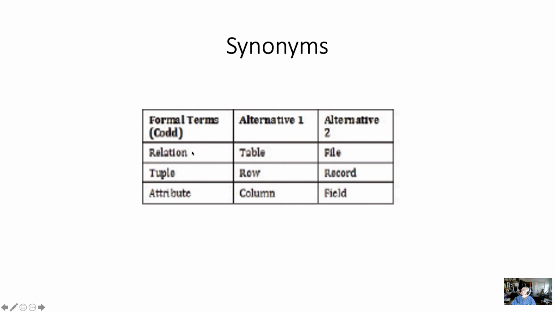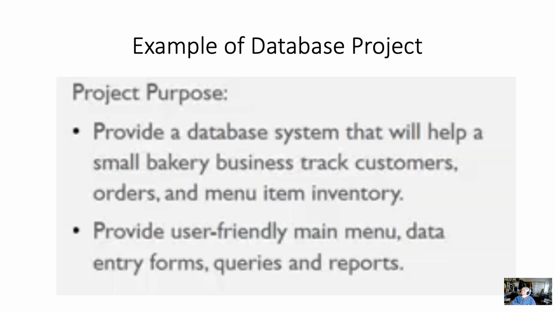we talk about relations, tables or files, tuples, rows or records, attribute, a column or a field. And not that you need to remember those, but just don't freak out if somebody starts talking to you about tuples. What they're really talking to you about is a row or a record.